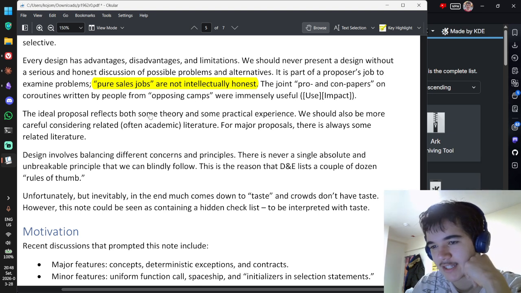The ideal proposal reflects both some theory and some practical experience. We should also be more careful considering related, often academic literature. For major proposals, there's always some related literature.